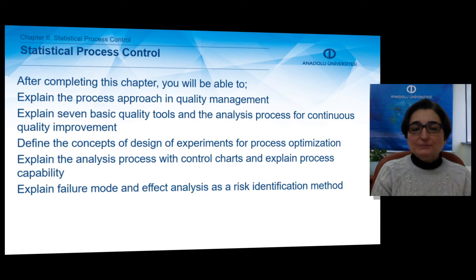After completing this chapter, you'll be able to explain the process approach in quality management, explain 7 basic quality tools and the analysis process for continuous quality improvement, define the concepts of design of experiments for process optimization, explain the analysis process with control charts, and explain process capability. At the end of it, you could explain failure mode and effect analysis as a risk identification method.